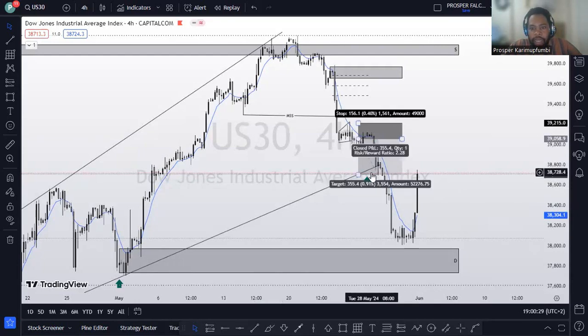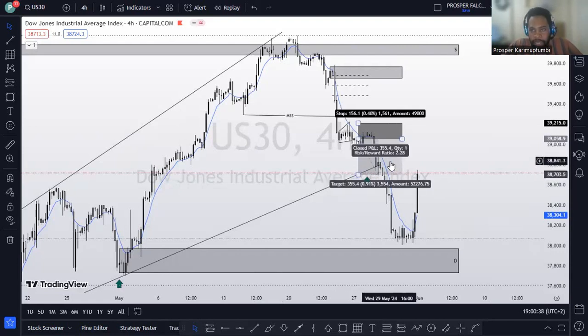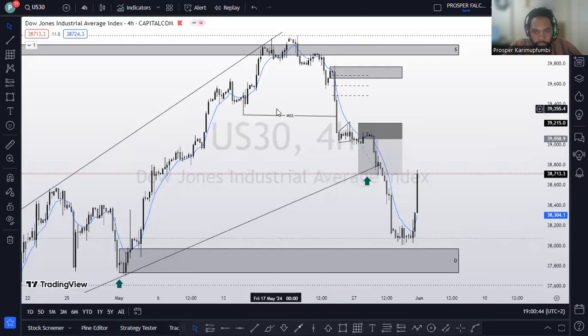This was our first take profit there, around this support trend line, right? This was the first take profit. So these are the things that I looked at, right?